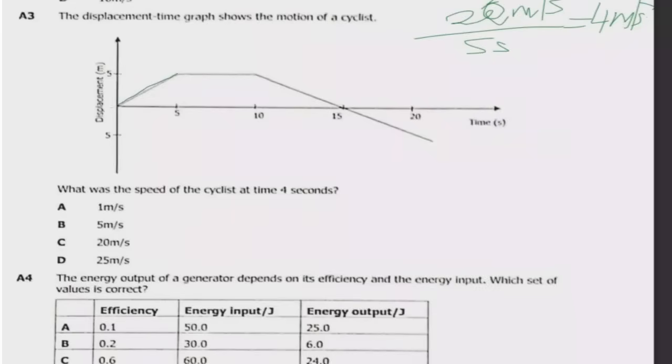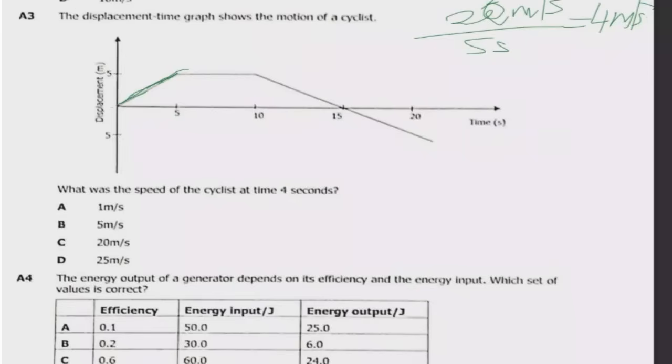Now what we can see is that in 5 seconds it covered 5 meters. And we know that the speed here was constant. When we look at it, it took 5 seconds to cover 5 meters. So that means the speed was constant.